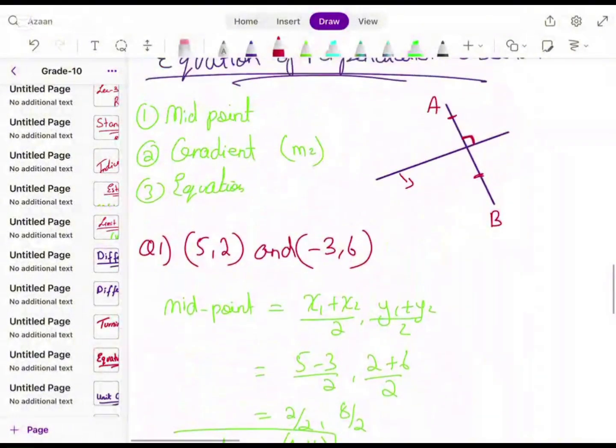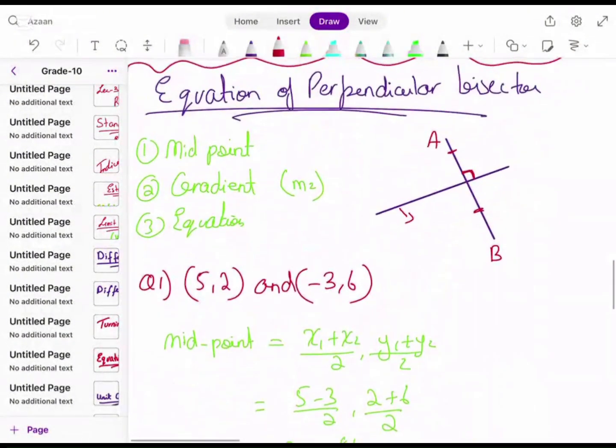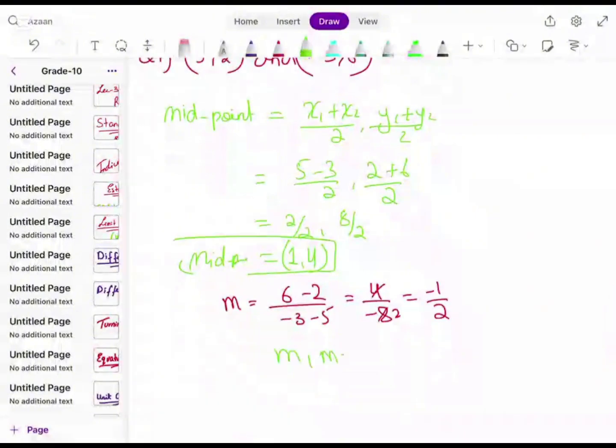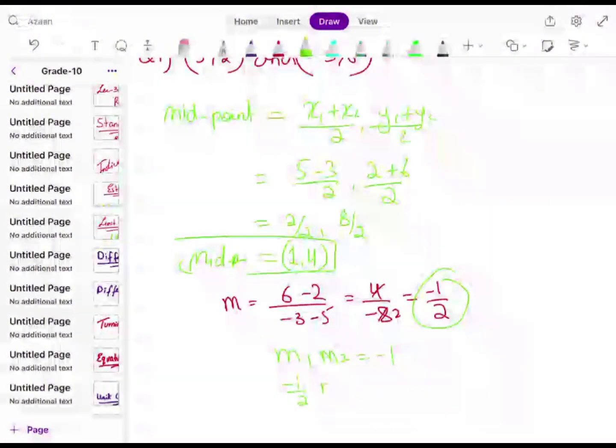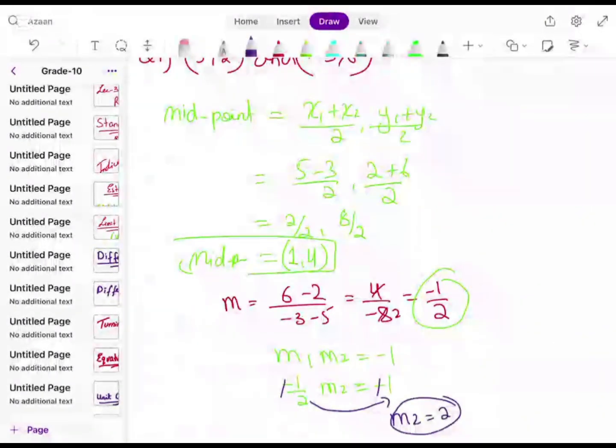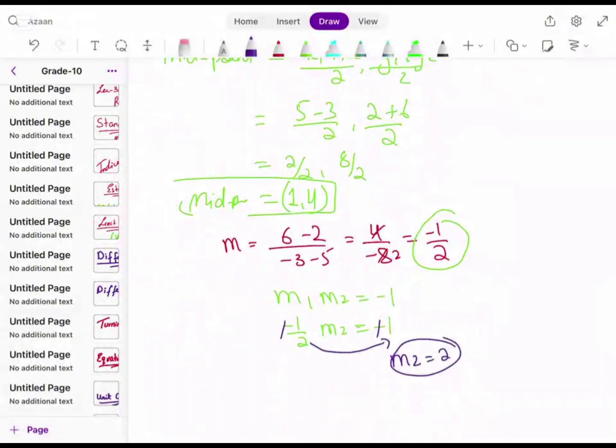As I told you, the question is the equation of the perpendicular bisector. So the condition of perpendicular bisector is M1 multiplied by M2 equal to -1. This is basically M1, so I'll put -1/2. M2 equal to -1. Now this negative will be cancelled out, the 2 will go to the other side and multiply. So M2 equal to 2. This is the slope we will use to find the equation. Azan, is that clear?